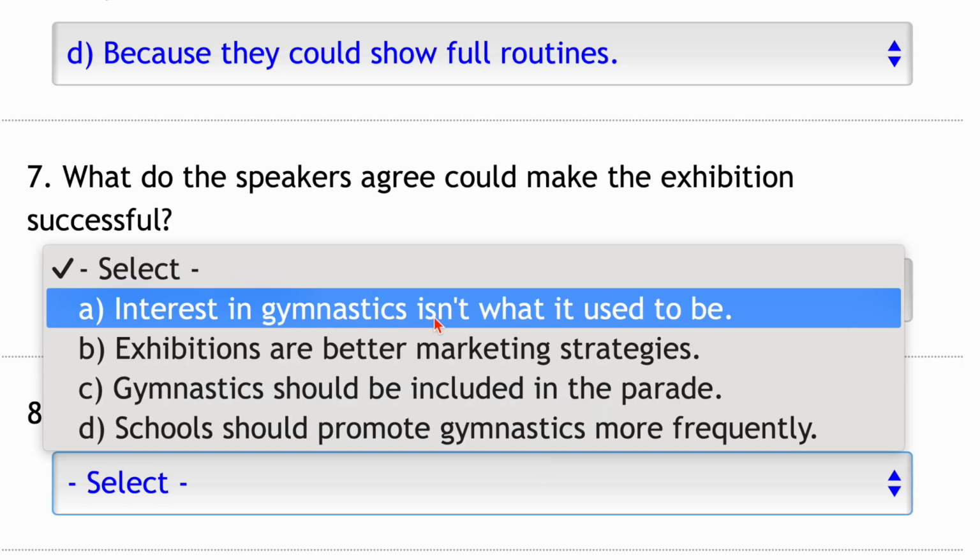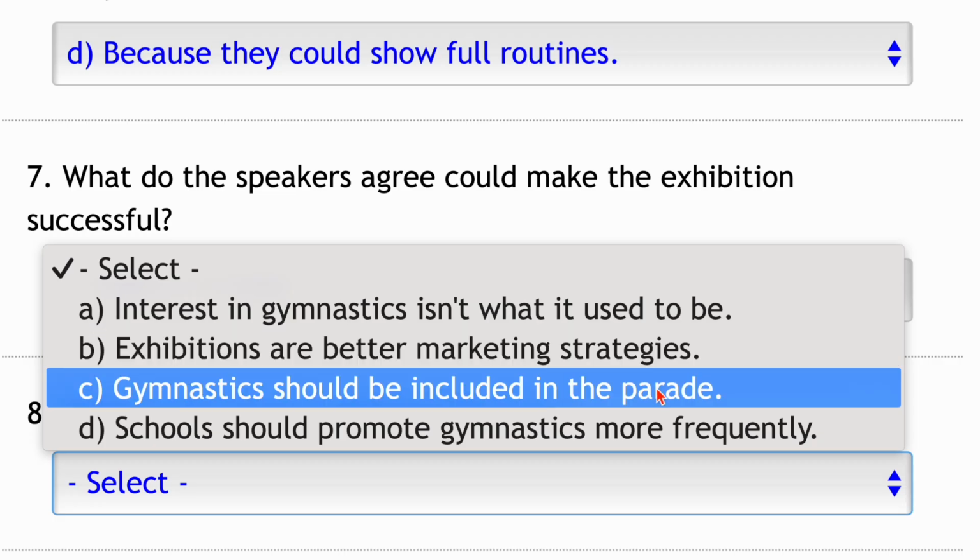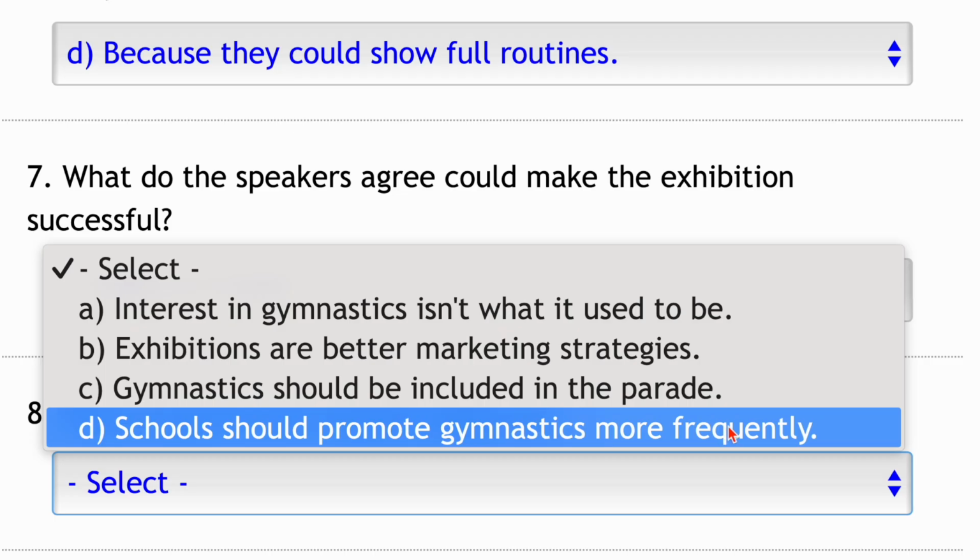Okay? 8, what could all the coaches agree on? Interest in gymnastics isn't what it used to be. Exhibitions are better marketing strategies. Gymnasts should be included in the parade. Schools should promote gymnasts more frequently.